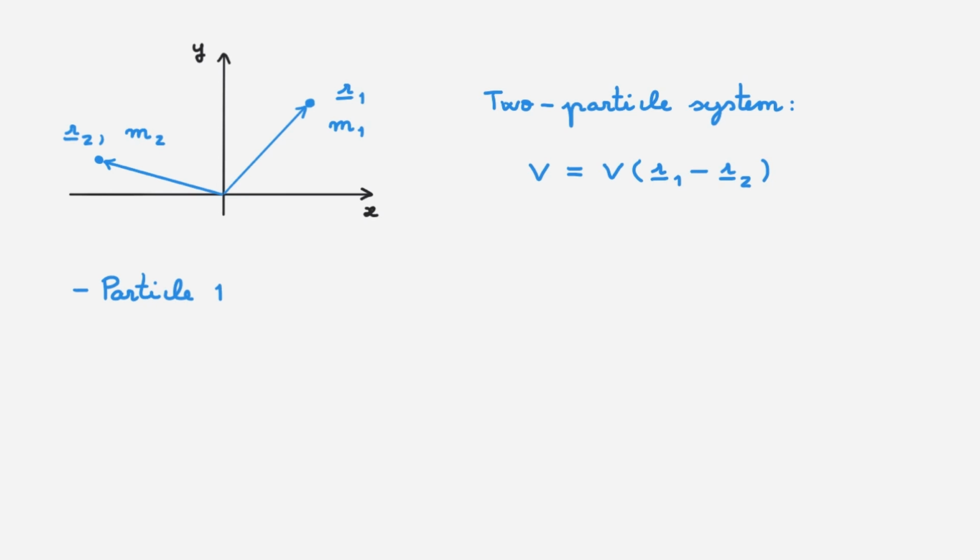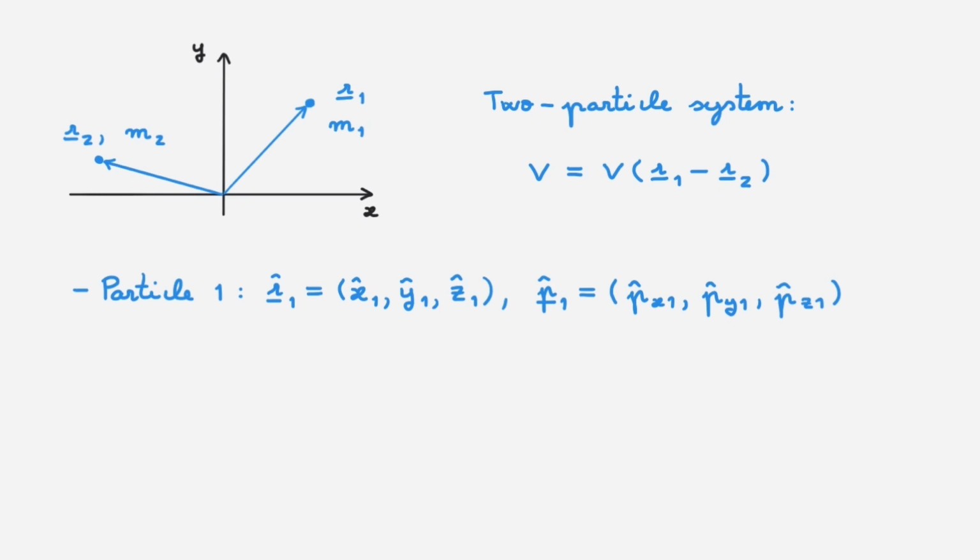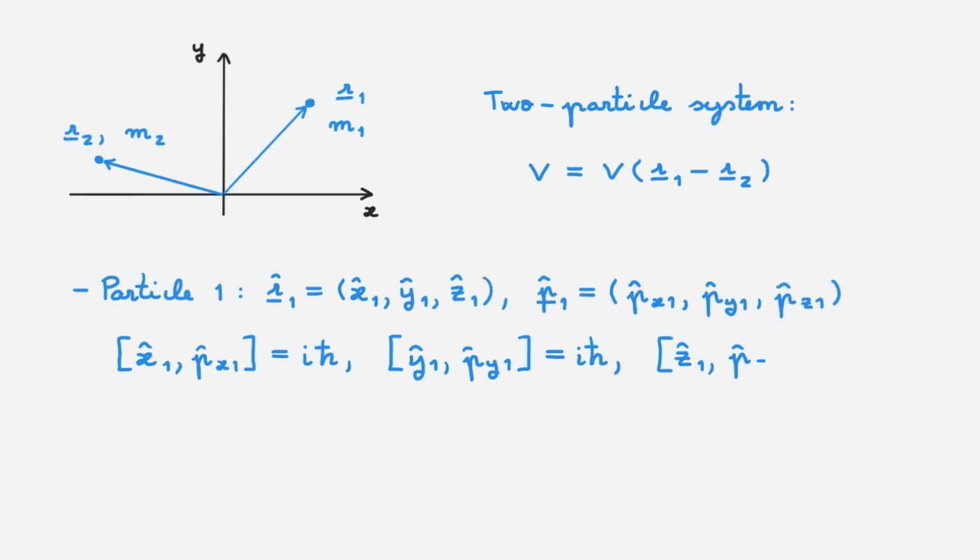If we start with particle 1, then in quantum mechanics we have 3 position operators and 3 momentum operators. I'm using the subscript 1 to indicate that these operators are associated with particle 1. As always, the position and momentum operators obey the canonical commutation relations, which we have along the first direction, along the second direction, and along the third direction. And any other commutator involving operators associated with particle 1 vanishes.